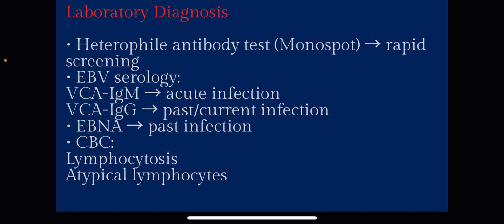Now let's see the laboratory diagnosis. The monospot test or heterophile antibody test is a rapid screening method. Epstein-Barr viral serology includes viral capsid antigen IgM, indicating the acute infection, viral capsid antigen IgG, indicating the past or current infection, and EBNA indicating the past infection. Now coming to the complete blood count, you can see lymphocytosis and atypical lymphocytes.